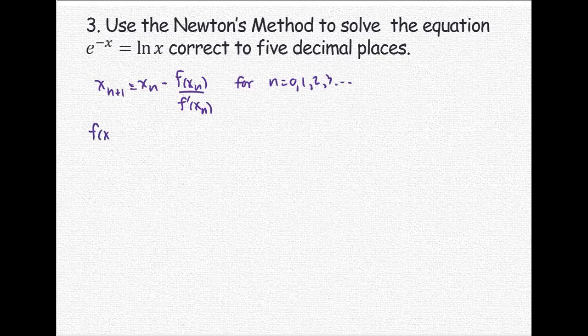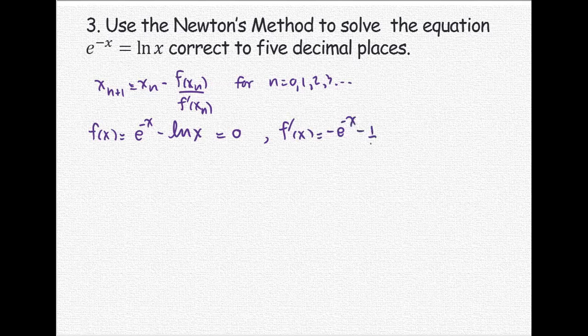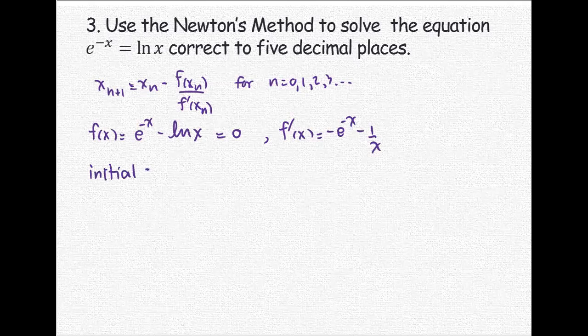The function f of x in this case is e to the negative x minus natural log x, since we are going to find the root, or the x-intercept, where the function equals 0. We're going to need f prime, which is negative e to the negative x minus 1 over x, and also the initial approximation or initial guess, x0. The problem does not provide x0 for us, so we're going to test some points.